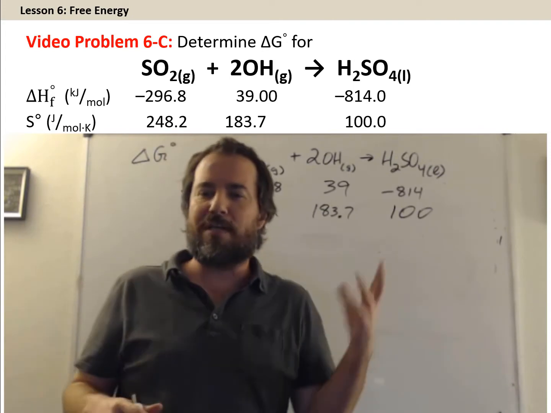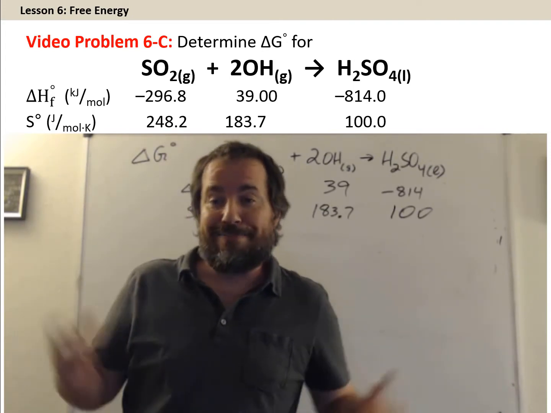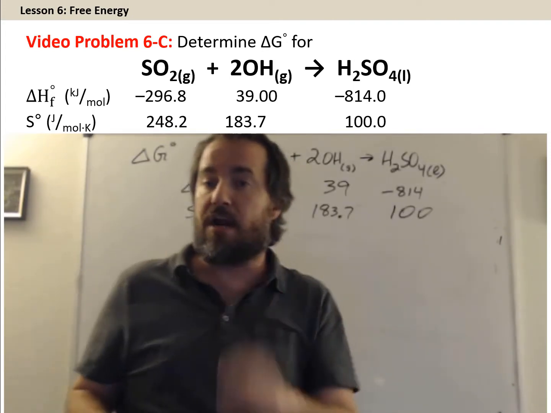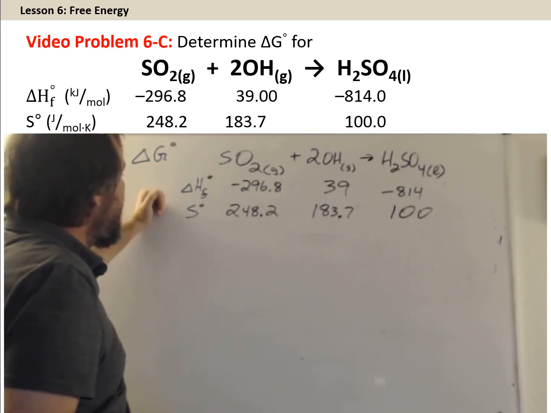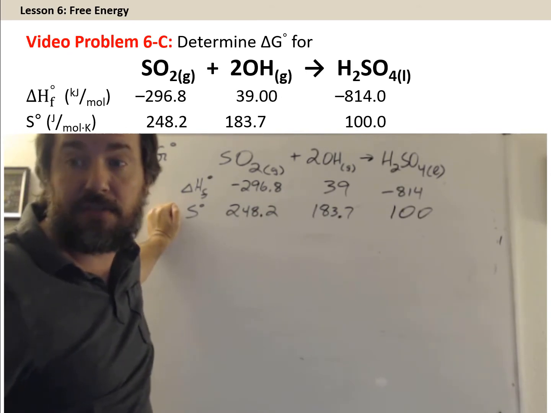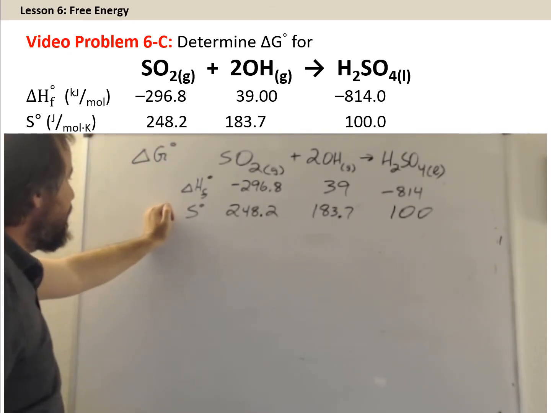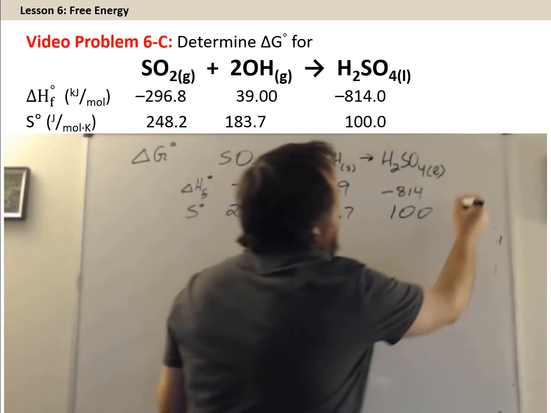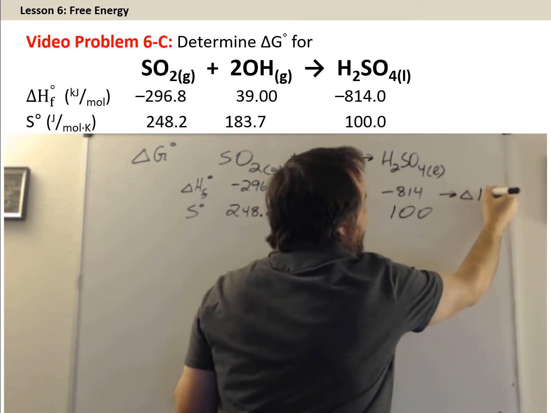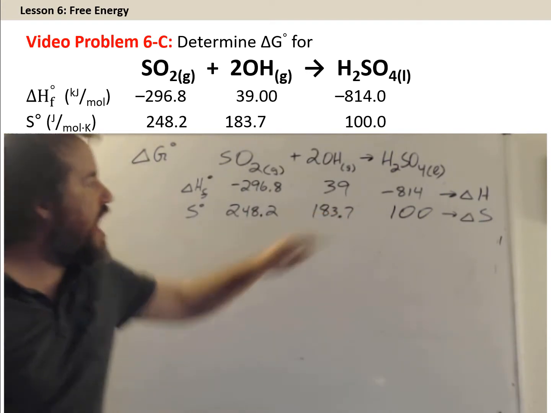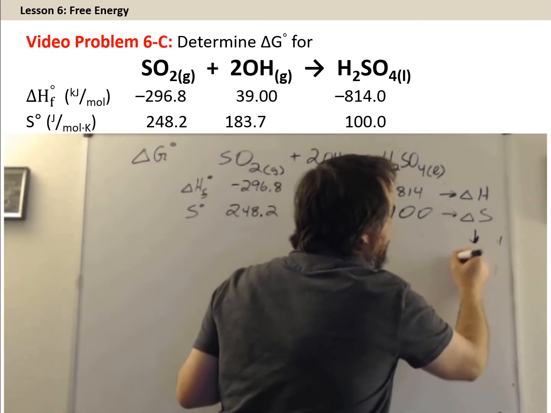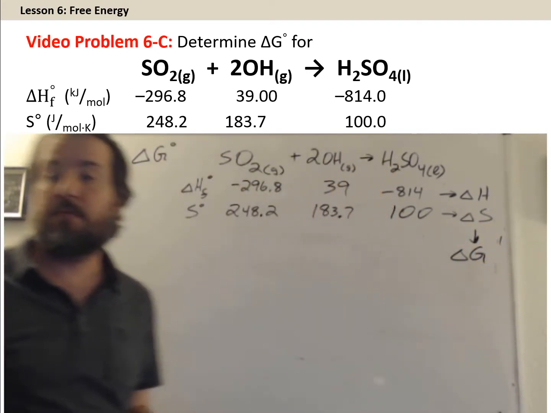I'll give you most of the points. The computer's not going to do that, right? So we need to be very careful. Okay, so we have heats of formation. We have standard entropies. So if I could go ahead and use these to get delta H and use these to get delta S, then I could use these to get my delta G, right?